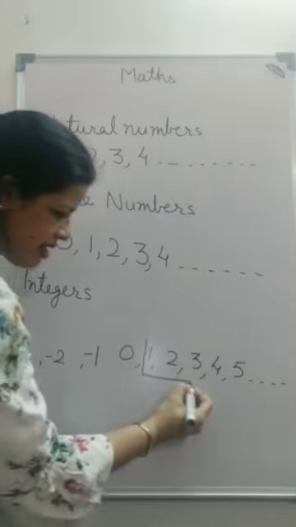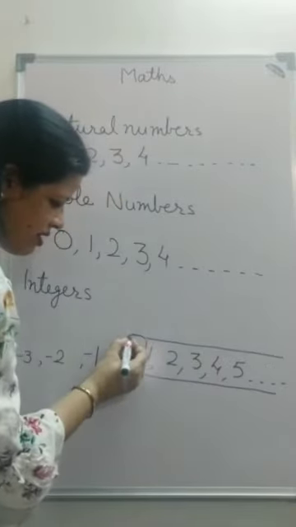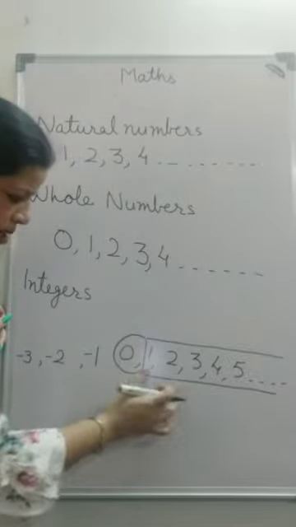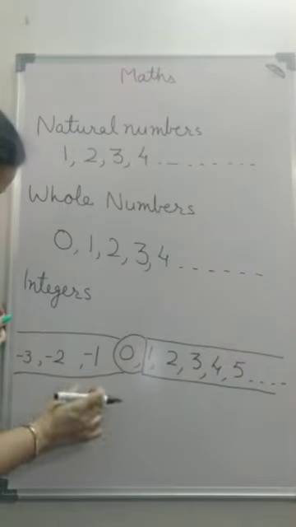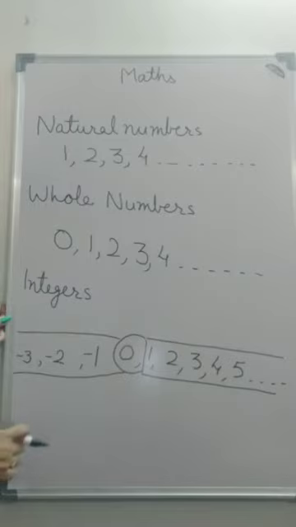So we can say these all are the integers. See this, these are the natural numbers. If we write down this one with it, we can say these are the whole numbers. And if we write down these numbers, we can say these all are the integers. Right?